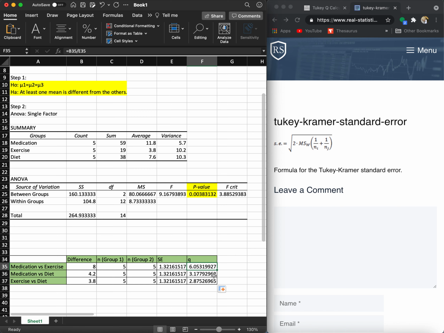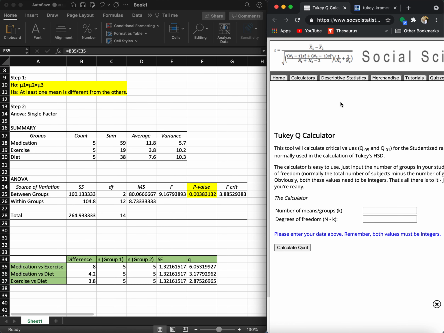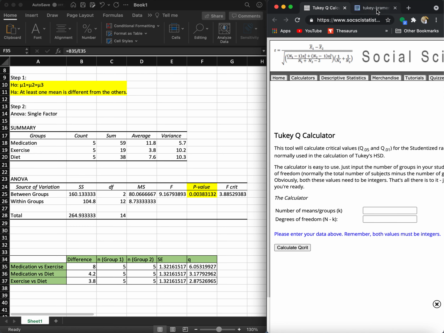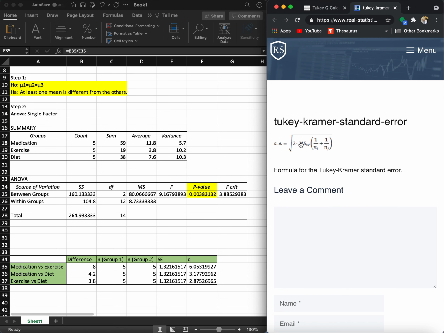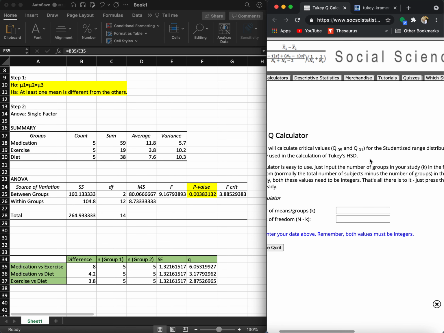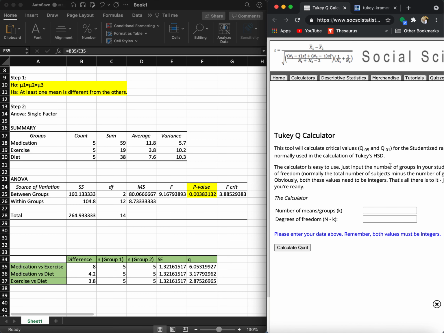And we want to consider this. We want to compare this with our critical value for the Tukey Q. I have here a calculator that gives us that. This is the social science statistics website. The other website I forgot to tell is the Real Statistics. This is the calculator for the Tukey Q, and this will give us the critical values for alpha levels 0.05 and 0.01.